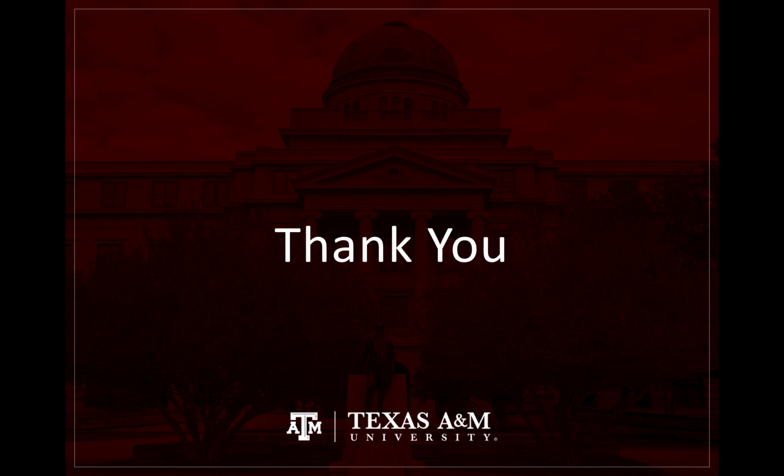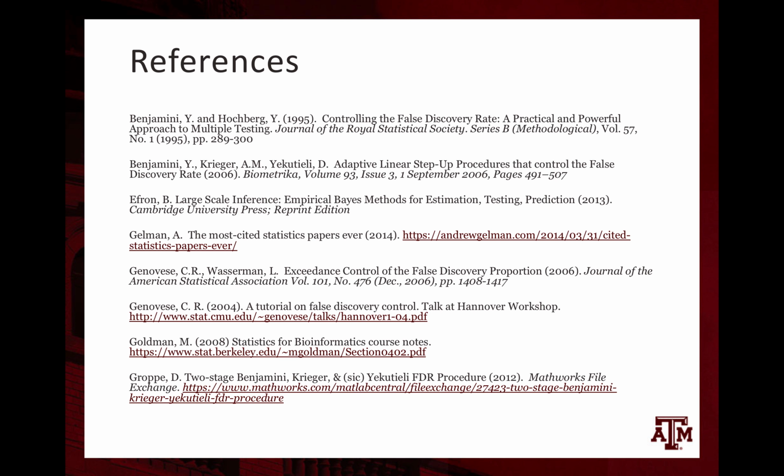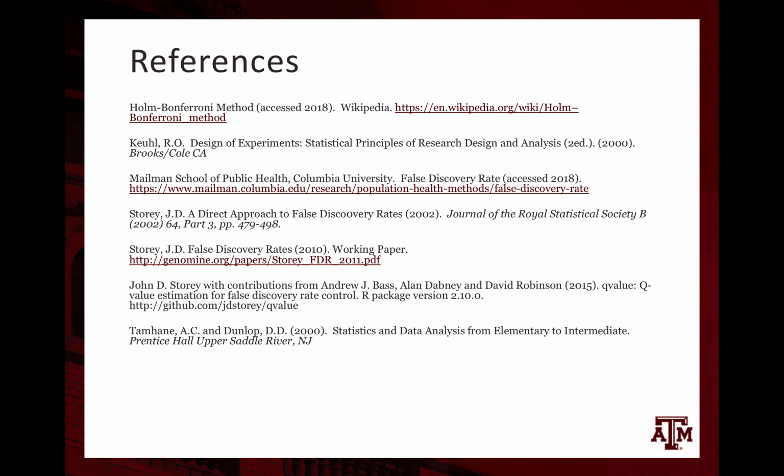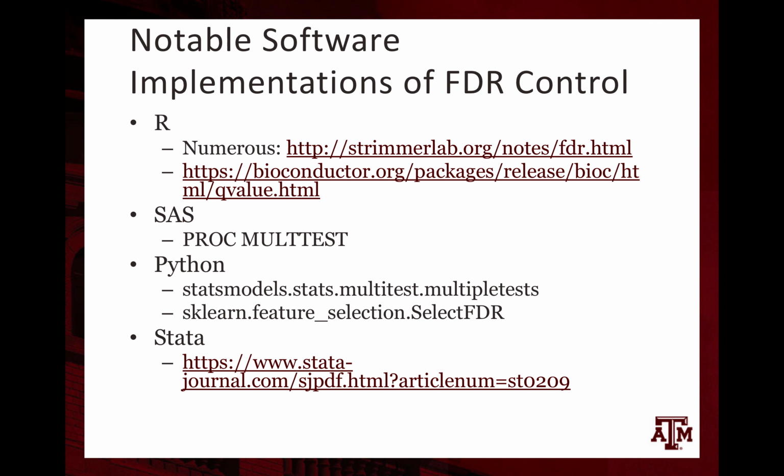There is an appendix, and I'll link to this PowerPoint in the notes. A few things you might want to look at are references. A lot of these are really good if you want additional material on the false discovery rate and anything that I've talked about. I also have another example, and I'll link to the GitHub as well. It's a more full example of the Benjamini-Hochberg method. And then I also list some notable software implementations that exist with this.